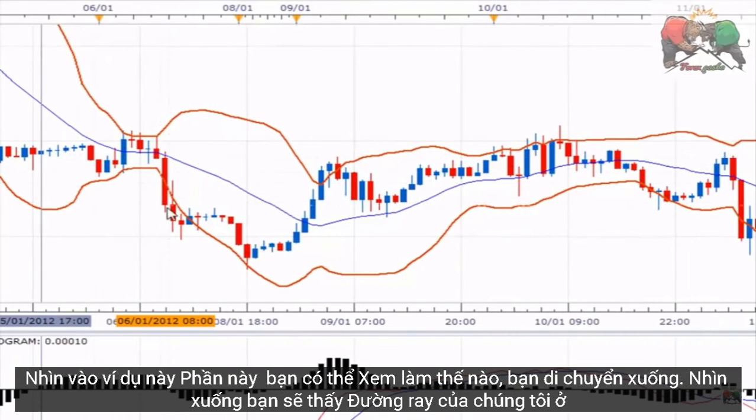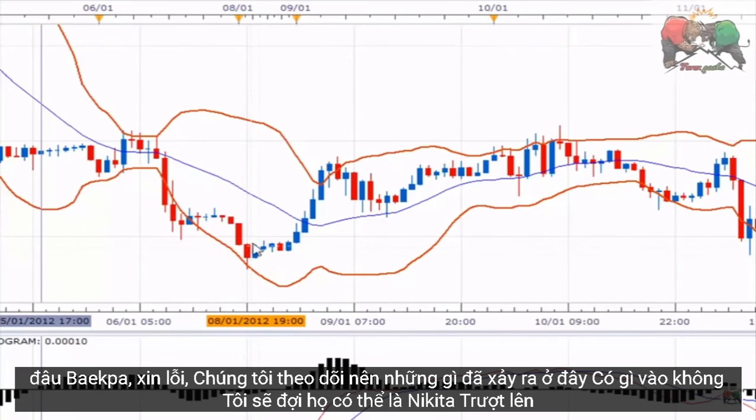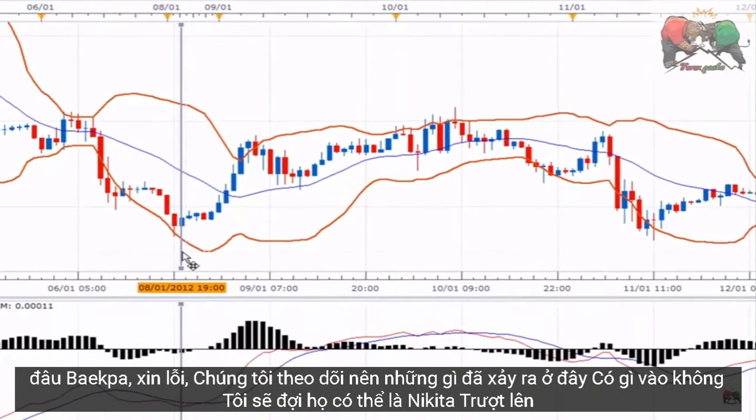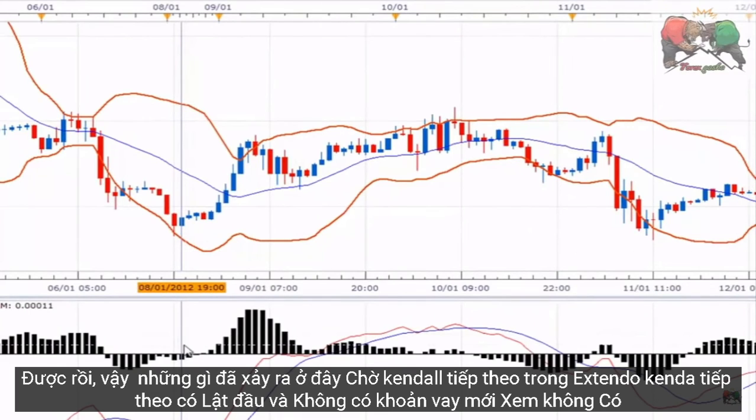This part here, you can see it continues to move down. We have a quasi railway track. So what happened here? Do I enter straight away? No. I will wait for the MACD indicator to flip up. You wait, next candle, the next candle, the next candle.